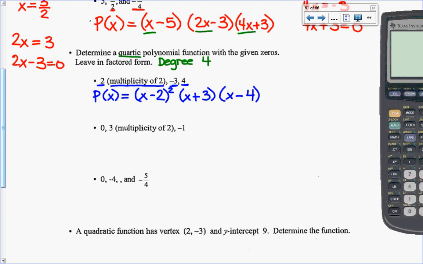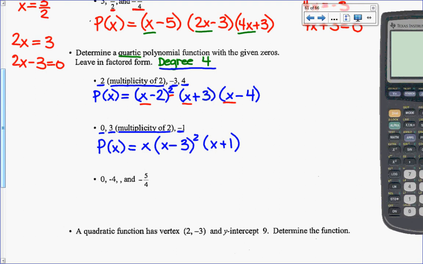When I check that, I'm going to have an x squared times x times x. That's going to give me x to the 4th, which is quartic, right? Okay, same thing here. P of x. I've got one factor that is 0. That's just my x out front that equals 0. I've got another factor that's going to give me x equals 3. So that's x minus 3 with a multiplicity of 2. And then I've got x equals negative 1. So that's x plus 1. Again, that's going to give me multiplicity of 4 because x times x squared times x.